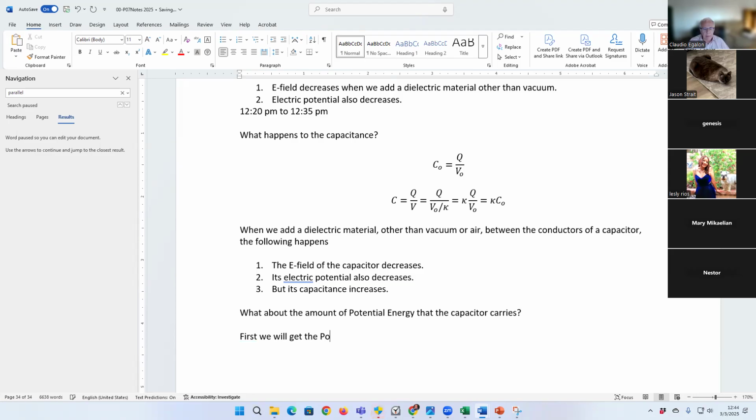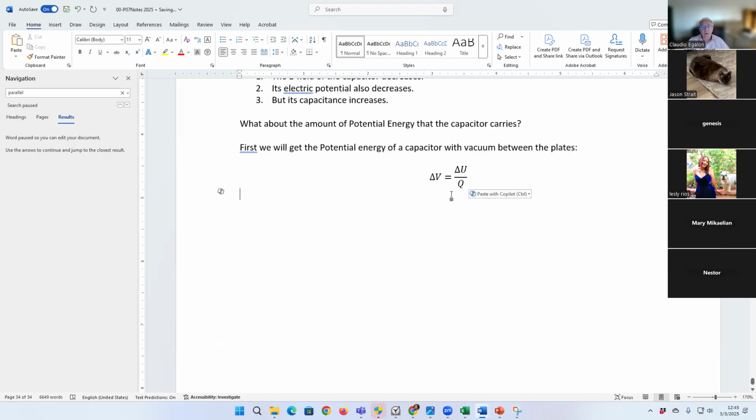First, we get the potential energy of a capacitor with vacuum between the plates, okay? And the way we do it is like that: first, we go for the definition of electric potential. Do you remember the definition of electric potential? The definition of electric potential is electric potential energy divided by the charge. Okay?